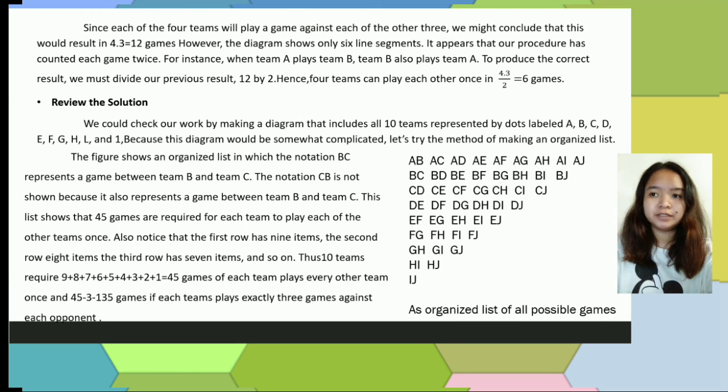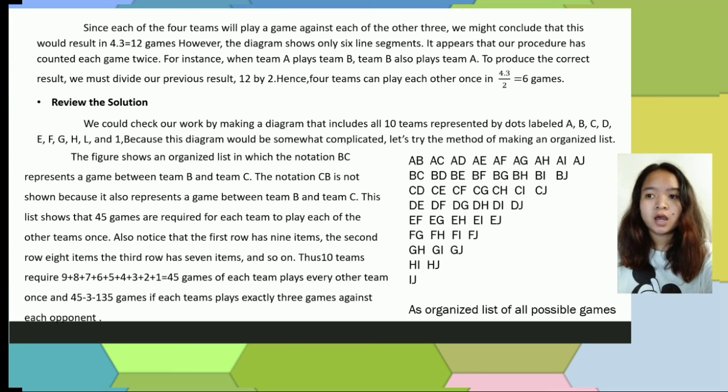Since each of the 4 teams will play a game against each of the other 3, we might conclude that this will result in 4 times 3 equals 12 games. However, the diagram shows only 6 line segments. It appears that our procedure has counted each game twice.